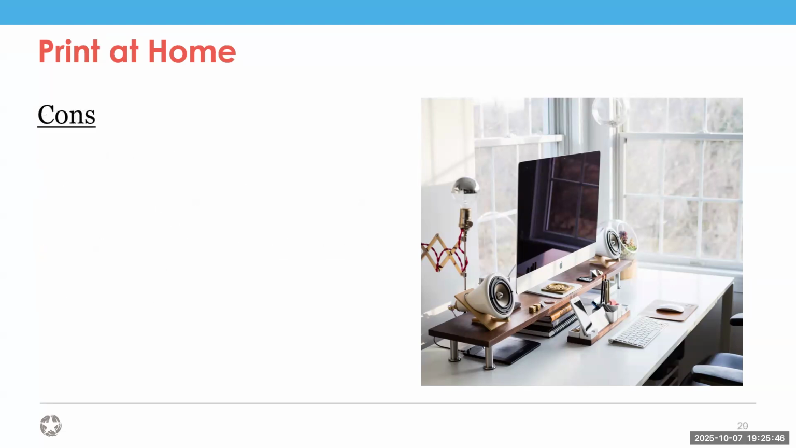The cons to this method are the quality of home printing. That is really going to depend on the quality of printer that you own, the type of paper that you buy. If your ink runs out halfway through, if you're doing a really heavy photo book, that's going to take up a lot of ink, and ink can be expensive. So think about that.